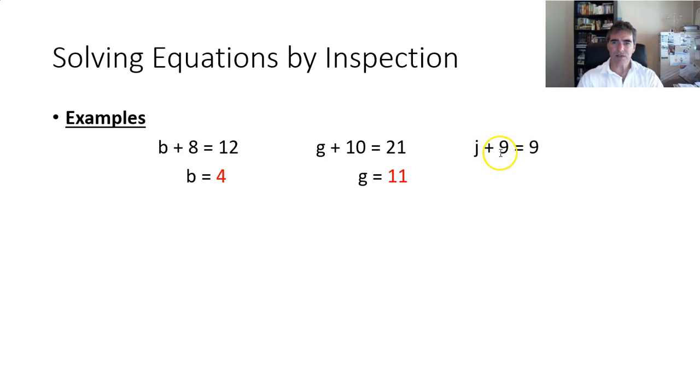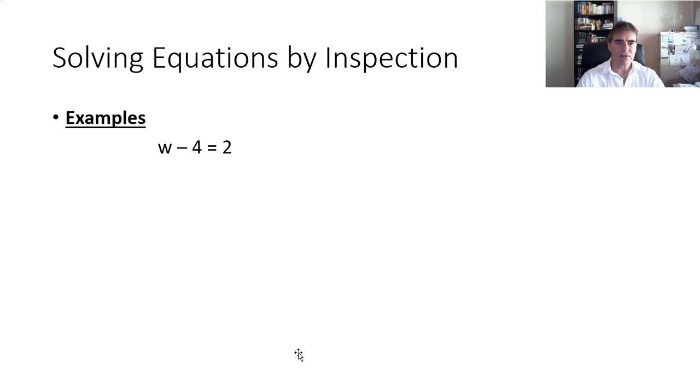And our final one here to start off with is J plus 9 equals 9. So something plus 9 equals 9. What is that something? What is that J? What numbers should be there? And it's the number 0. So 0 plus 9 equals 9. So we've just had a look at 3 examples there where we've got addition questions. So let's move on to some examples where there's subtraction.